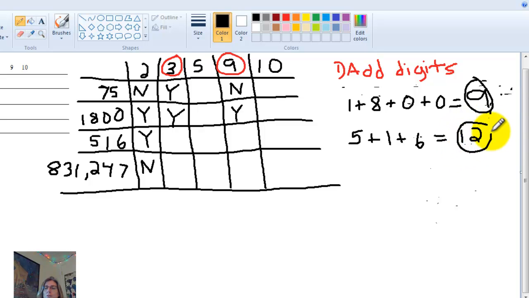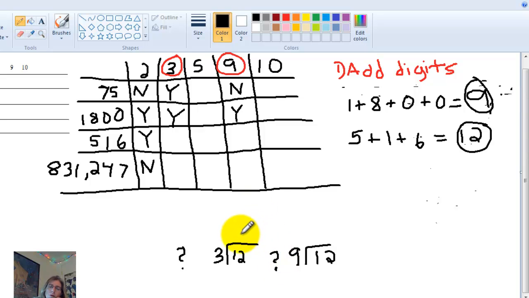Okay, so we look at these two situations. I'm going to move it over here so I don't have to erase it. Does 3 go into 12? Question mark. Does 9 go into 12? Didn't we do this before? I think we did.